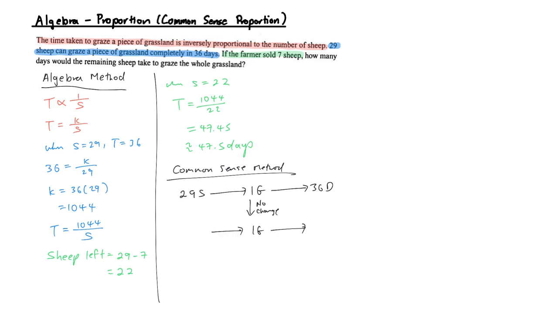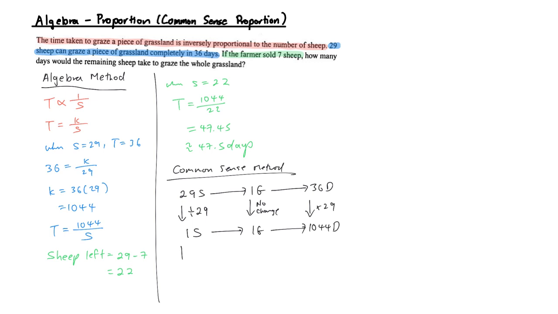Right, I want to get from 29, apologies, I should have silenced my phone. So from 29 sheep, I want to get to 22 sheep. So I'll bring it down to 1 first. So 29 to 1, I divide by 29 here. So that's 1 sheep. Now ask yourself the relationship between sheep and days. More sheep, more days, or more sheep, less days? Actually, the more sheep you have, the less time you need to finish the grass. So it's an inverse relationship. So when you divide by 29 here, you multiply by 29 here. And that will give you 1044 days.